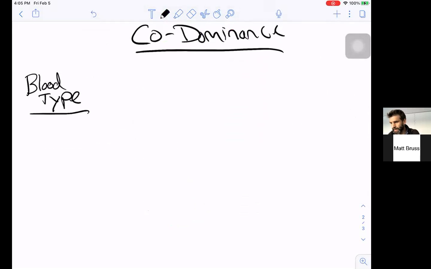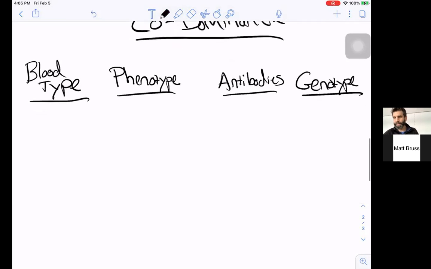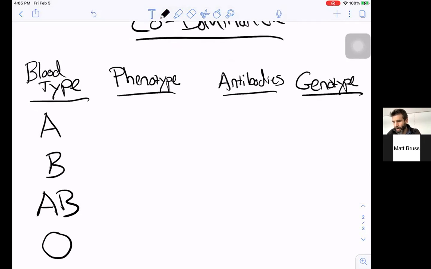I'm going to write the phenotype here, the antibodies here, which will become clear in a second, and then finally the genotype at the end. So blood types come in 4 basic versions. You can be A, you can be B, you can be AB, or O.